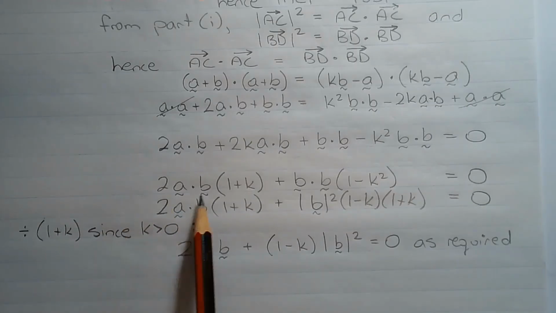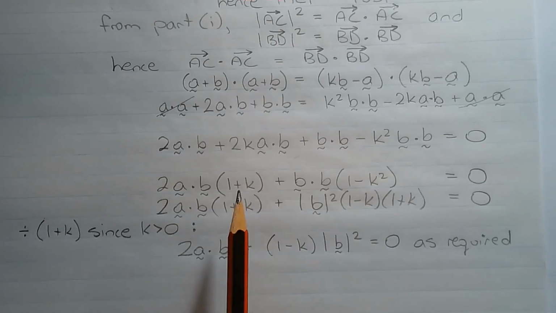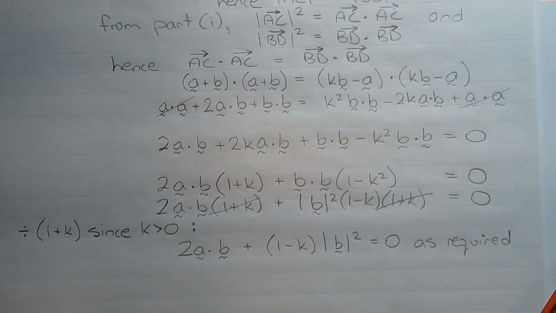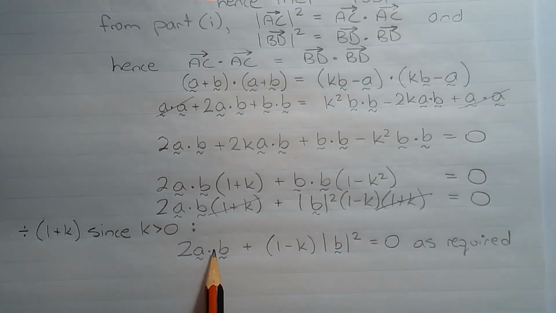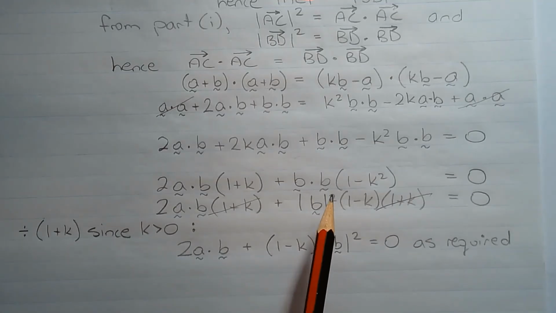Now we can divide all terms by 1 plus k, since k is greater than 0, so there's not going to be any division by 0. So in other words, these terms will disappear. And we end up with 2 times the dot product of vector a and vector b plus (1 minus k) times the square of the magnitude of vector b is equal to 0, as required, since the dot product of vector b and vector b is equal to the square of the magnitude of vector b from part 1.